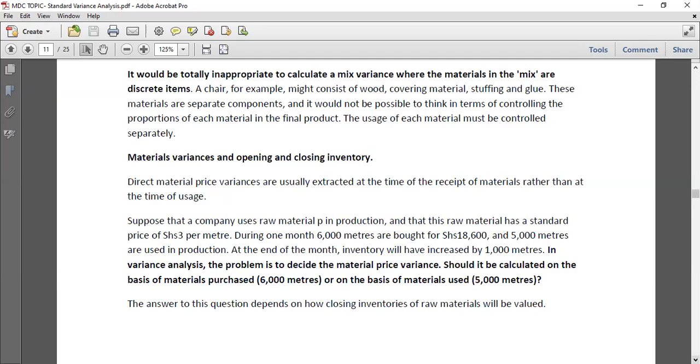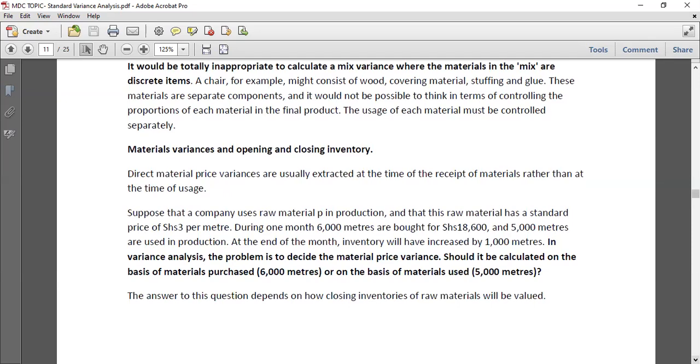So we have a case here, a relationship between material variances and opening and closing stock. Basically, what we are saying here is, of course, the direct material price variances are extracted at the time of receipt of materials rather than the time of usage. Remember, you don't value your stock at the time of usage, but rather at the time when you actually get the product. So it's the same time that you should also look at your direct material price variances.